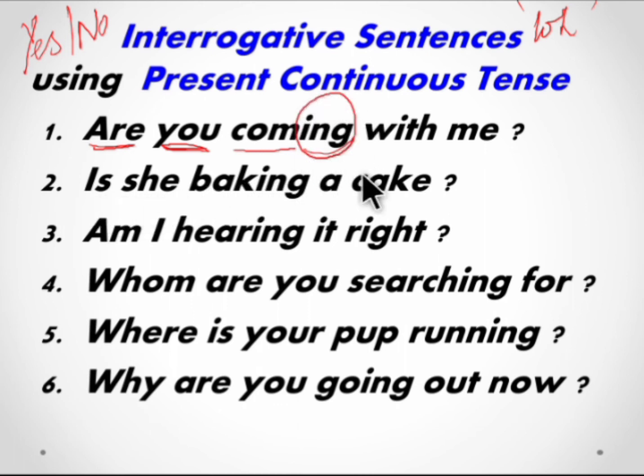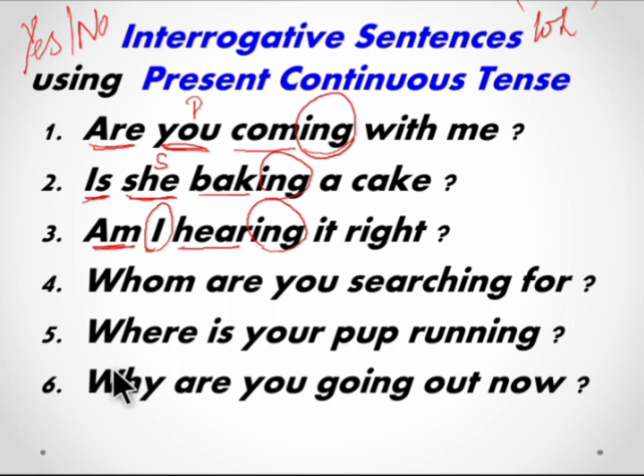Is she baking a cake? Here she is singular, so we use is, and baking is the ing form. Am I hearing a track? Here I is used as the subject, so we use am. Hear is the verb and ing denotes the continuous action. So these are the yes or no type questions.